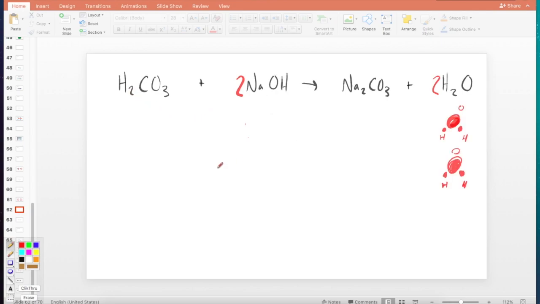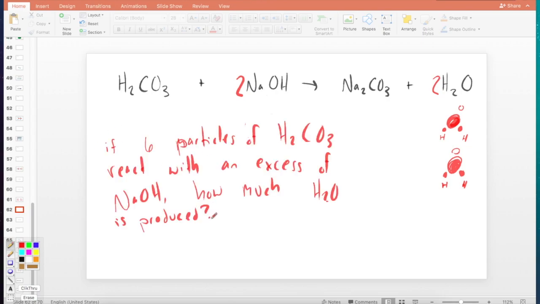Does this mean that I have to have exactly one of these combining with exactly two of these? No, but what it does tell me is that they must combine in a 1 to 2 ratio, and the products would then be created in a 1 to 2 ratio. What if I were asking you, you must be able to answer a question like this. If 6 particles of H2CO3 react with an excess of NaOH, how much H2O is produced?